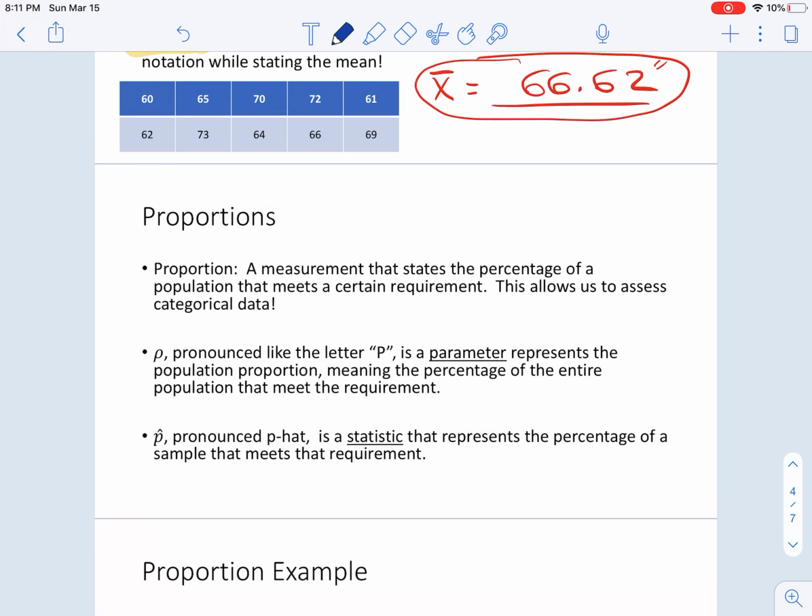Okay, so this symbol here is pronounced rho, but we just use the letter P, and we can honestly call it P. So the letter P is a parameter. It represents the population proportion. So what percentage of the entire population meets whatever requirement we're dealing with. The statistic is p hat. It's called p hat because it looks like it's wearing a little hat. It's a statistic. So it's the same measurement, what percentage meets whatever requirement, but it's for a statistic. So it's what percentage of the sample meets the requirement, not the entire population.